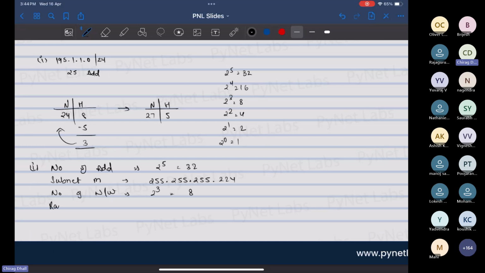And the first range will be 195.1.1.0 to 195.1.1.31. That's going to be my first range, in which 195.1.1.0 and 195.1.1.31 are not usable. They are the network ID and the broadcast ID. So the usable range is from 1.1 to 1.30.